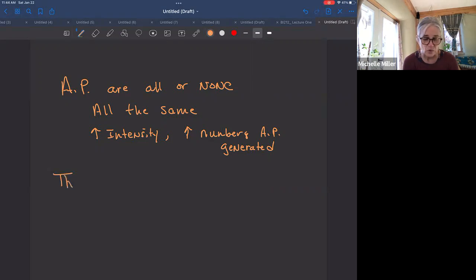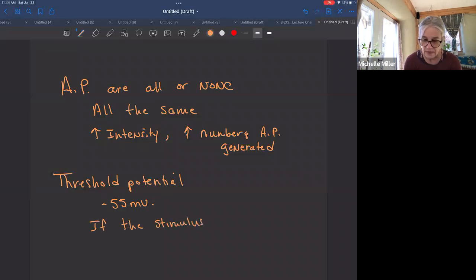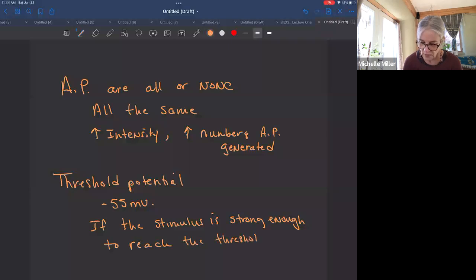So we have the threshold potential. And this is, as you can see from the graph, a negative 55 millivolts. So this is what has to be reached. So the stimulus has to be strong enough to reach the threshold. So if the stimulus is strong enough to reach the threshold, an action potential will be generated.